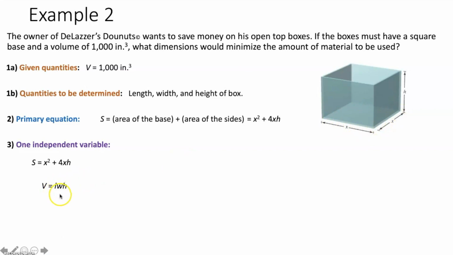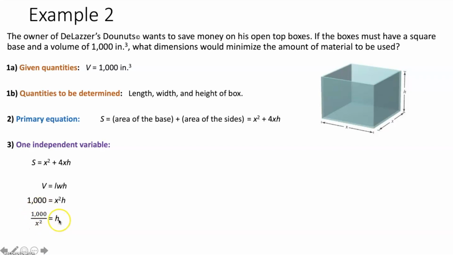So it would be x times the height, which is h, so it would be x squared times h. And the volume we know has to equal 1,000 cubic inches, so we can plug that in. Now we can solve this for either x or h. It's probably easier to solve for h, because you don't want to have to square root both sides. So let's divide both sides by x squared, and we get that h equals 1,000 over x squared.